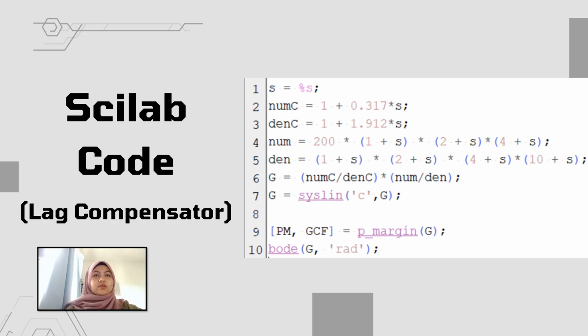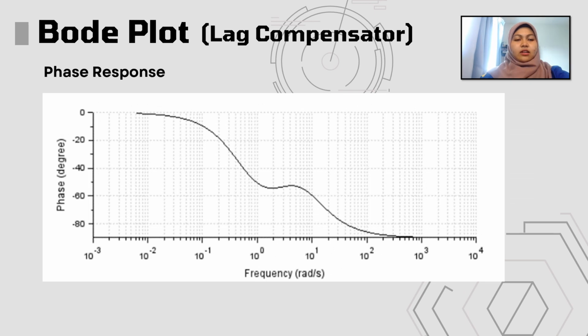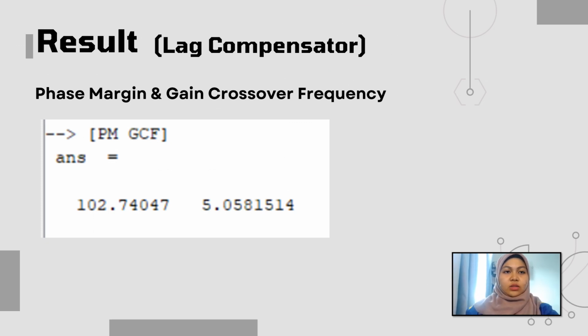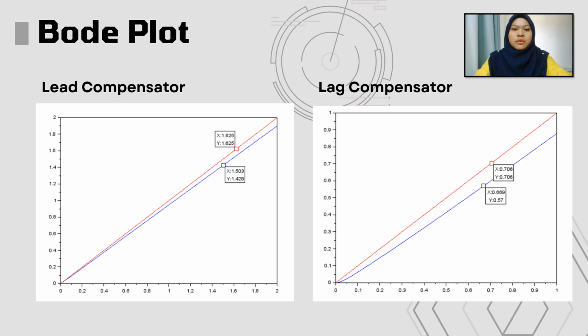By using the information in the phase lag network transfer function, we write the code in Scilab. By simulating in Scilab, this is the graph for the amplitude response. This is the graph for the phase response. The new phase margin for the lag compensator is 102.74 and the new gain crossover frequency is 5.06. The compensator that can be used to achieve a 10% improvement of phase margin is the lag compensator. This is the Bode plot for the lead compensator and lag compensator.